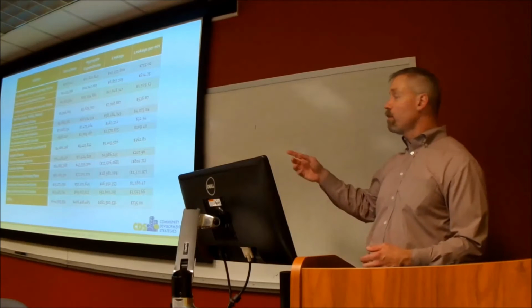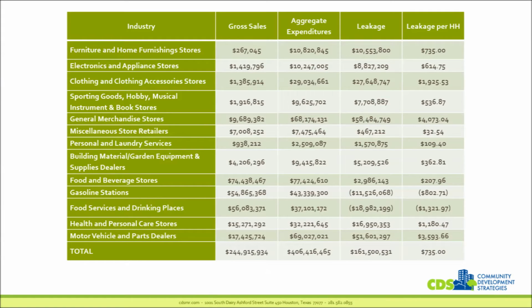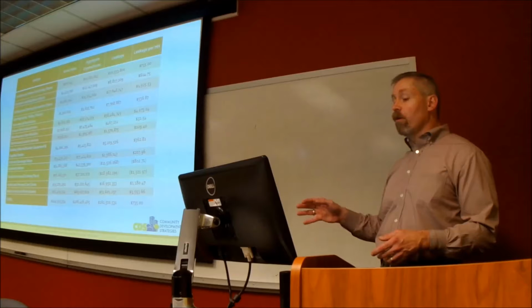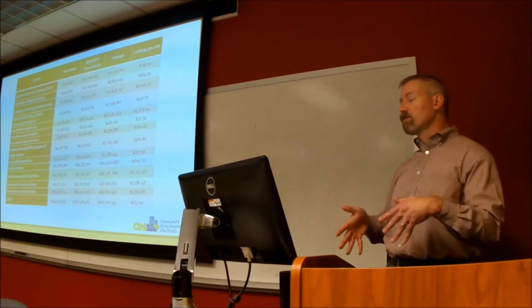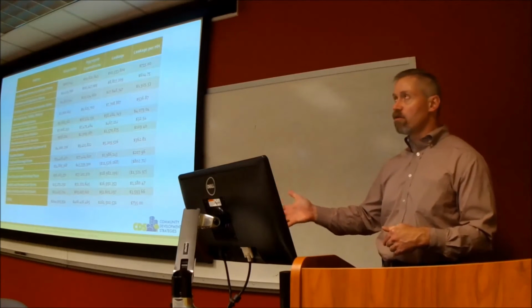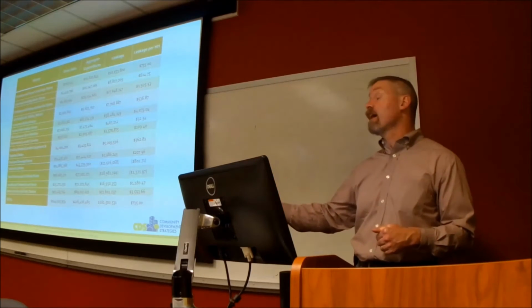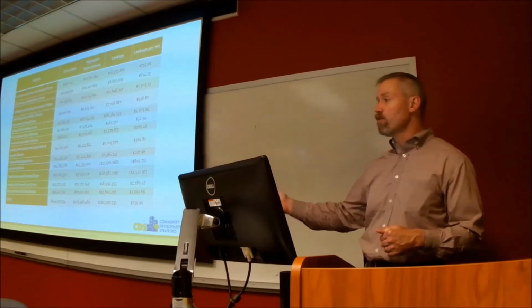Here's an example calculating leakage, where the gross sales. That gross sales column means, in theory, this is what should be being spent out of the population in this area. Here's the next column, aggregate expenditures, telling you what's actually being spent. I'm sorry, reverse that. The gross sales are what's actually being spent. Aggregate expenditures meaning what we think the households or the people are spending in this market area.